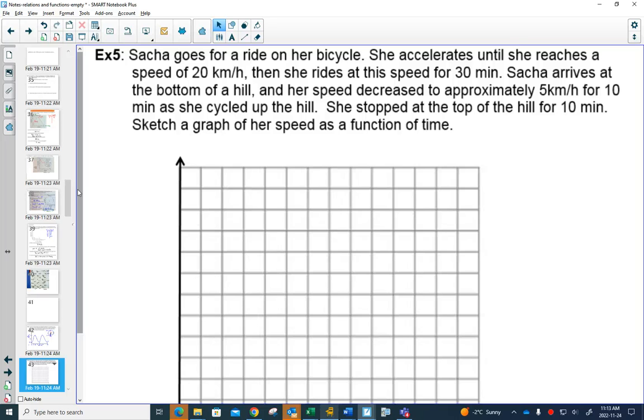Sasha arrives at the bottom of a hill, and her speed decreases to approximately 5 kilometers per hour for 10 minutes. She stopped at the top of the hill for 10 minutes. Sketch the graph of her speed as a function of time.